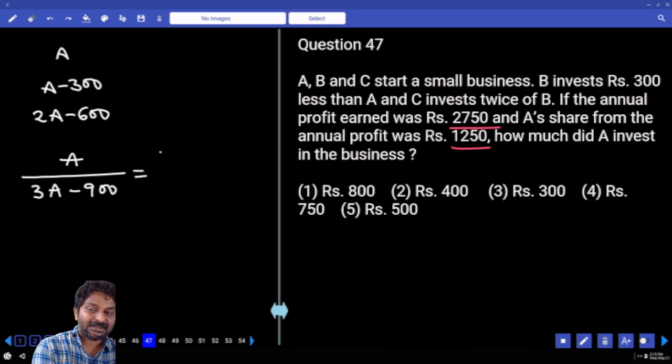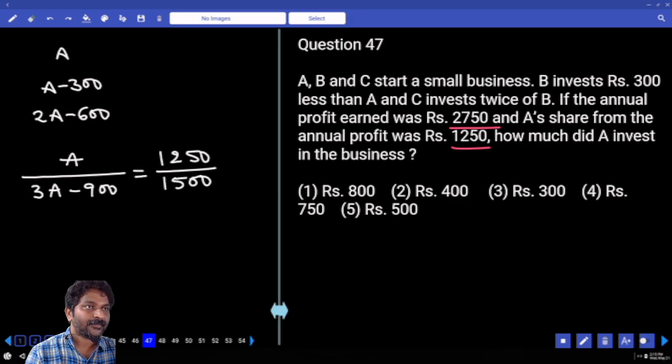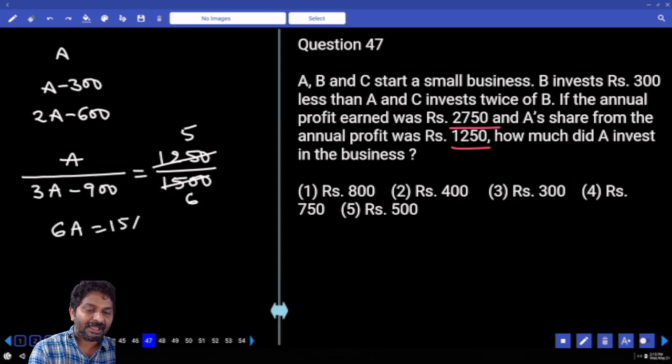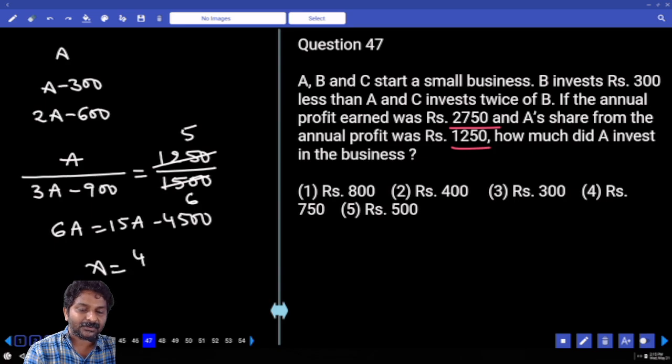For this much, if he is getting 1250, remaining 1500. Cancellation with 250, 5 times here, 6 times here. 6A is equal to 15A minus 4500. 6A comes to this side, 4500 goes to the other side. 9A is equal to 4500. A is equal to 4500 divided by 9. Answer 500.